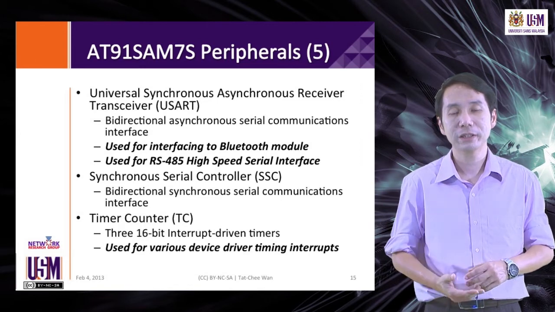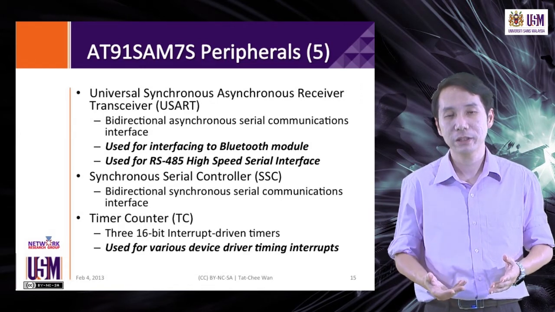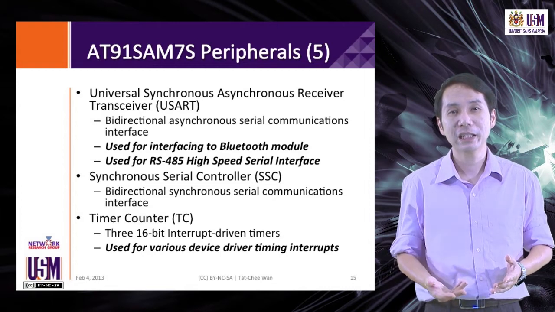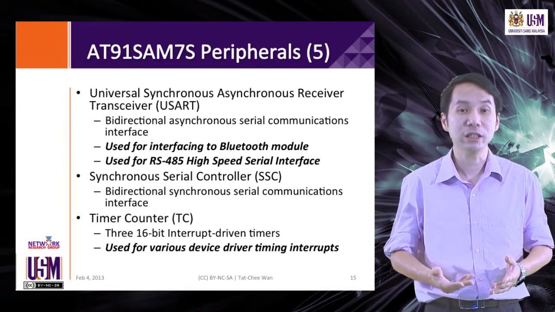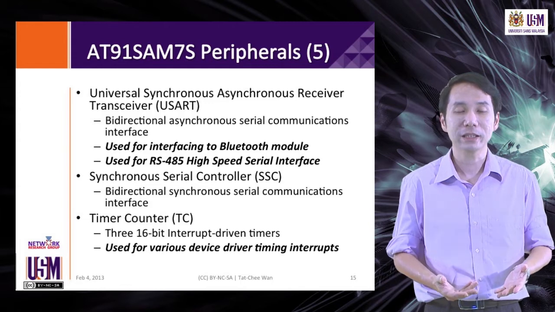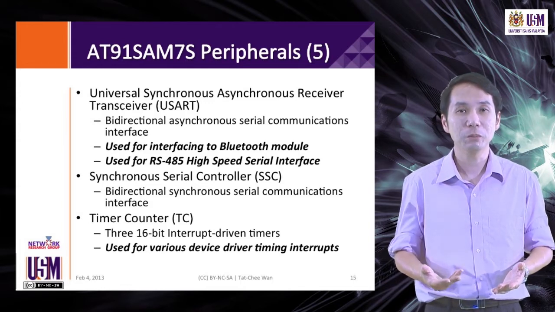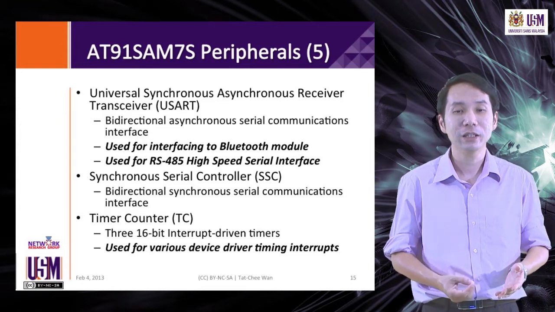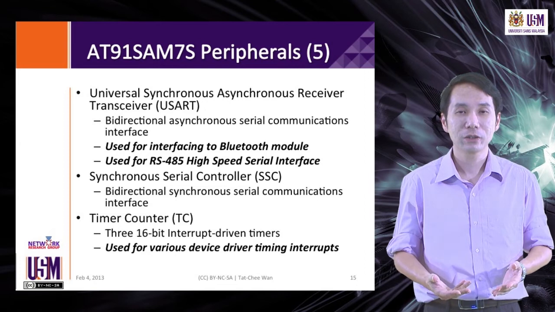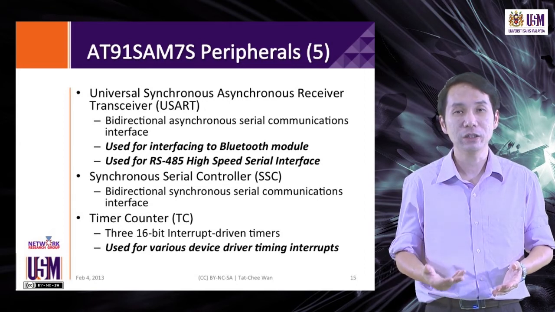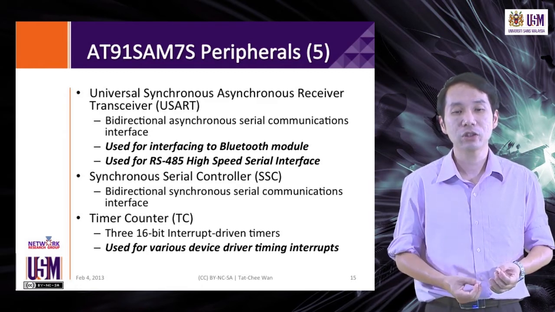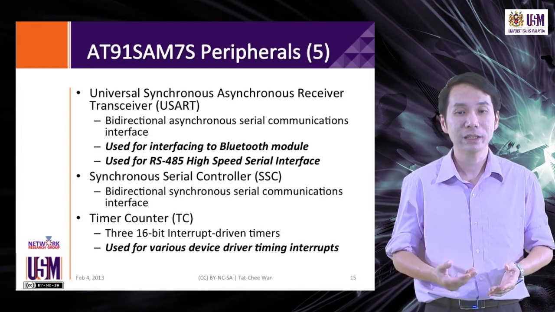In terms of the various serial communications blocks, as I mentioned previously, there is the USART, which is a bidirectional asynchronous serial communications interface. In the case of the NXT, it's used for interfacing to the Bluetooth module, which is used for Bluetooth communications. In addition, a different USART is used for configuring or controlling the RS485 high-speed serial interface that can be used to connect between multiple NXT devices.